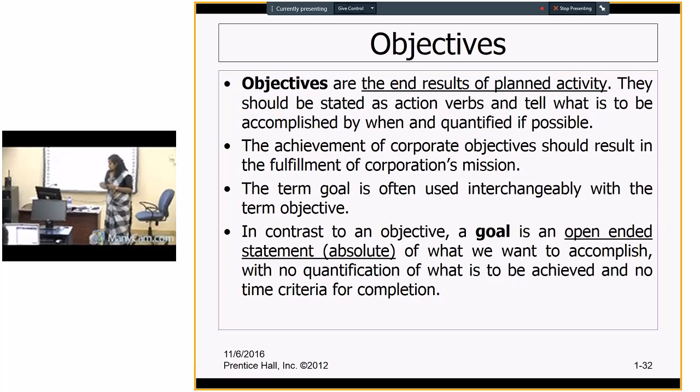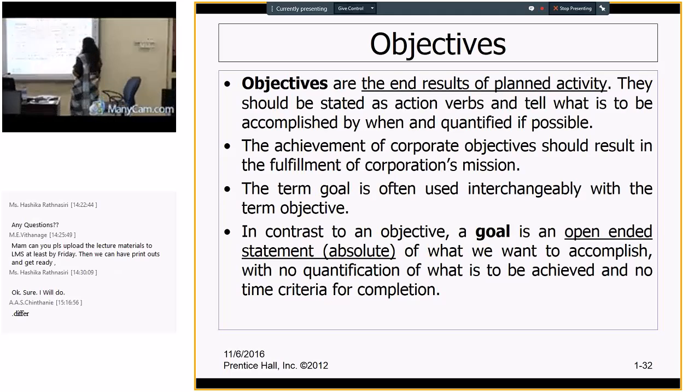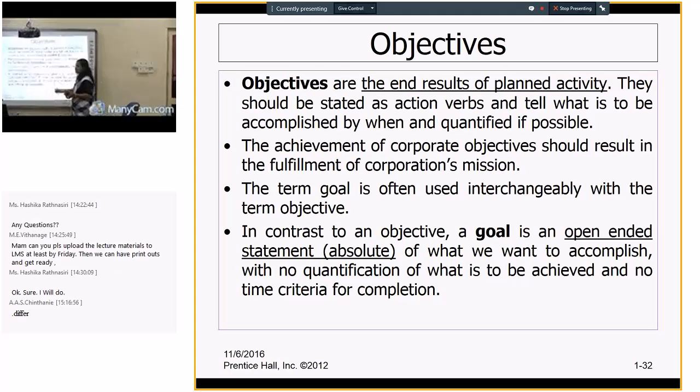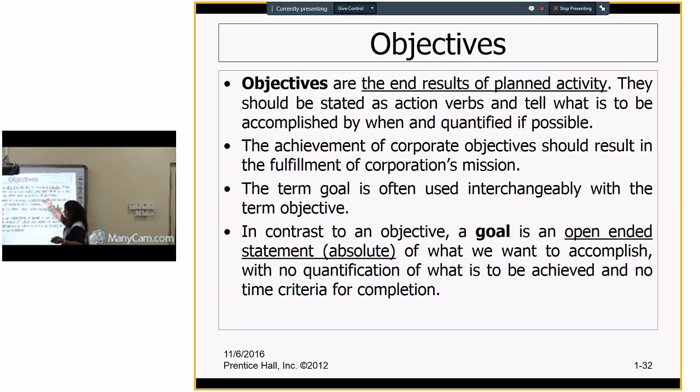What might be the contrast between them? Objectives are end results of planned activities. A goal is always an open-ended statement. What is the difference? Objectives are end results of planned activities. They should be stated as action verbs and tell what is to be accomplished by when, and quantified if possible. When it comes to objectives, yes, that is end results. When it comes to goals also, we can say that is end result.